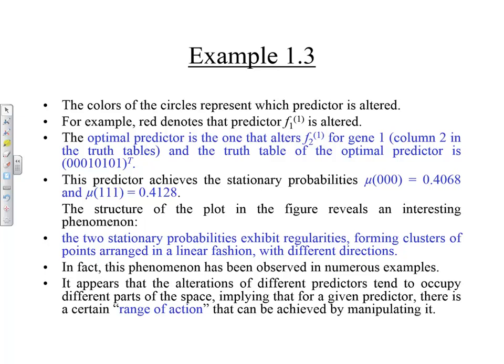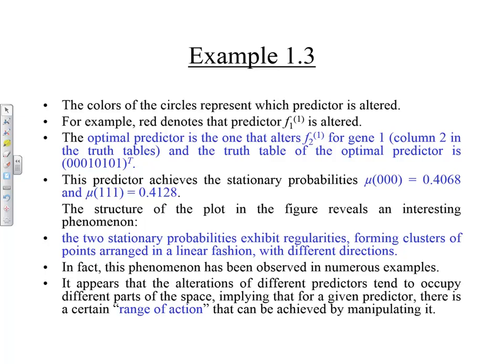Column 2 in the truth tables. And the truth table of the optimal predictor is this. You know that because you've gone through the computation; you know which one it is. This predictor achieves the stationary probabilities: for 0,0,0 it is 0.4068, and the other one is 0.4128. That's close enough. And the structure of the plot in the figure reveals an interesting phenomenon.